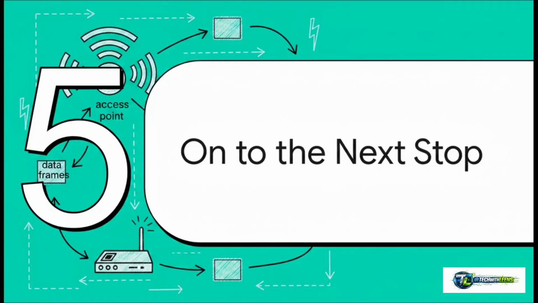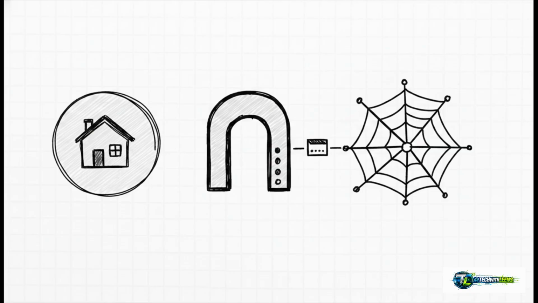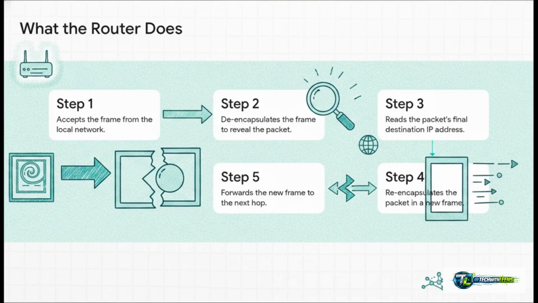So, by following the network map, the topology, and by obeying the rules of the road, our data frame successfully makes it across the local Wi-Fi network. It's arrived at its first destination, the router. The router's job is so critical. It's the gateway between your private little local network and the massive public internet. It really acts like a super smart postal sorting office, getting that data ready for the next and much longer part of its journey. So, when the frame arrives, the router does something fascinating.